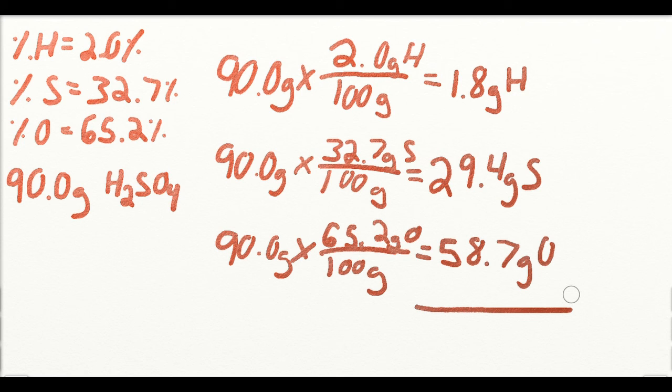If we add them up, it should relatively be the same as 90, but let us just make sure. 58.7 plus 29.4 plus 1.8, which gives us again a close range of 89.9 grams. My bad, that was supposed to be a 9. There you go. 90 grams of H2SO4. That is basically how you do those two questions that you guys were more than likely having problems with.